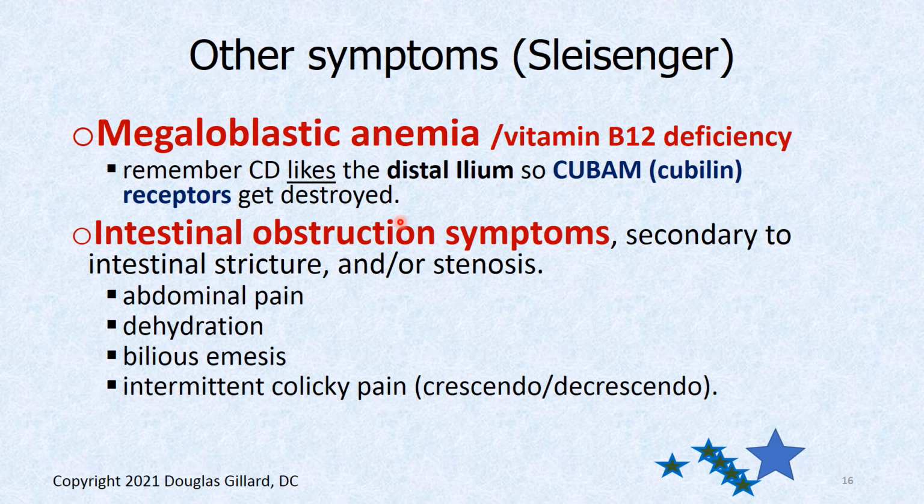Intestinal symptoms, yeah, you can have intestinal pain, maybe because of the stenosis, probably because the inflammation in the wall of the intestine is setting off the nociceptors and causing pain. But yeah, you can have all those things. If you get intestinal obstruction, though, then you can have all those symptoms, including throwing up of bile, colicky, crescendo-decrescendo pain, and dehydration.